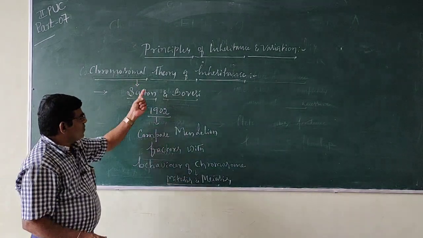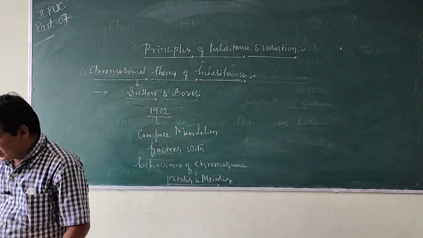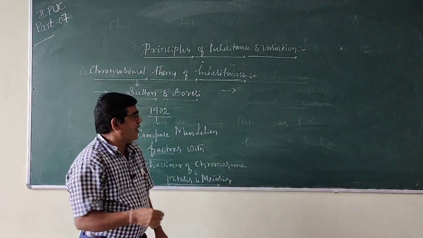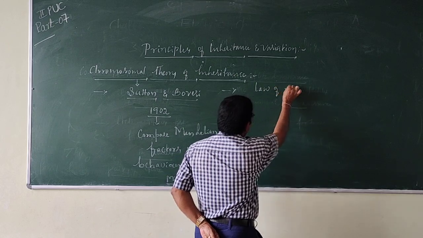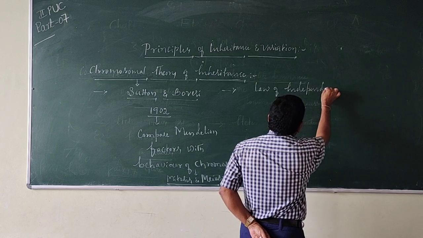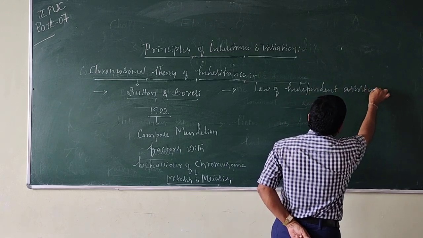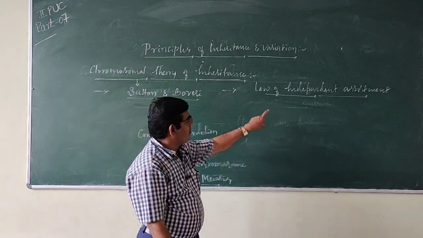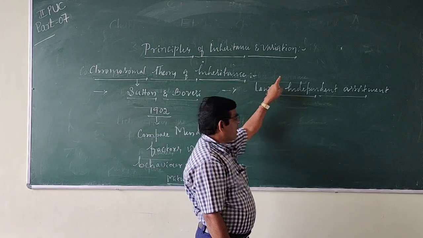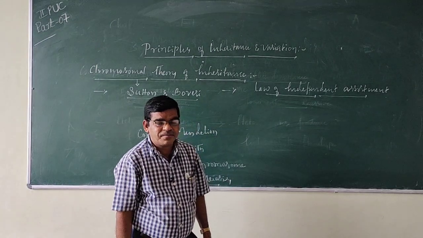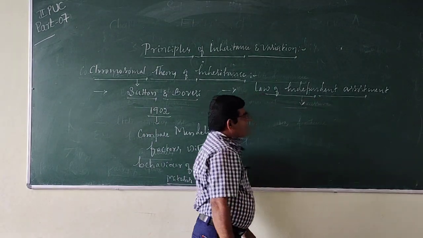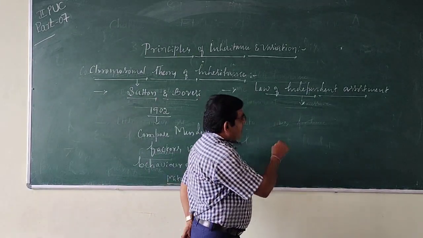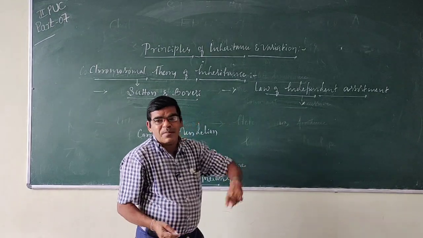So, the chromosomal theory of inheritance, proposed by Sutton and Boveri. According to Mendel's law of independent assortment, which is also called Mendel's second law, the chromosomes assort independently with each other during gamete formation.